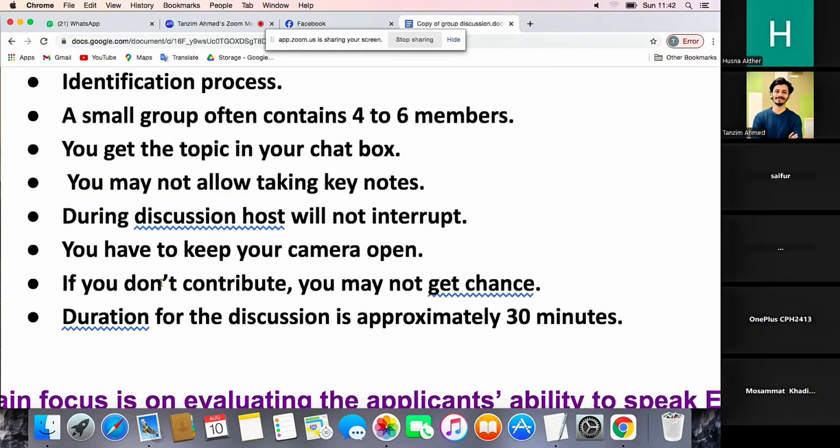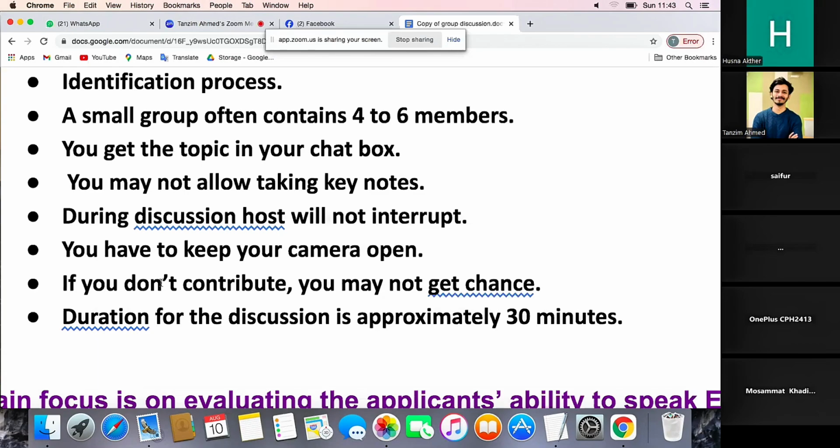The duration of the discussion is approximately 20 to 25 minutes, not more than 30 minutes, not less than 15 minutes, right? So the duration is approximately 20 minutes. They tell you that you have to discuss this topic for about 20 minutes, and after 20 minutes, you'll have 5 minutes to summarize it.